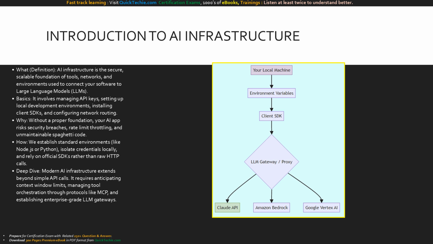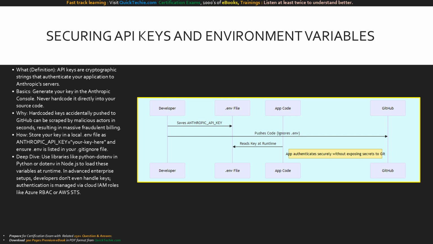Take a look at this high-level architecture diagram. It maps the journey of a prompt. It starts on your local machine, securely pulling credentials from environment variables. The request is formatted by the client SDK and pushed out. Notice the routing node, an LLM gateway. In enterprise setups, your request might not go straight to the Claude API. It might be securely routed to Claude hosted on Amazon Bedrock or Google Vertex AI, allowing you to use existing cloud agreements.